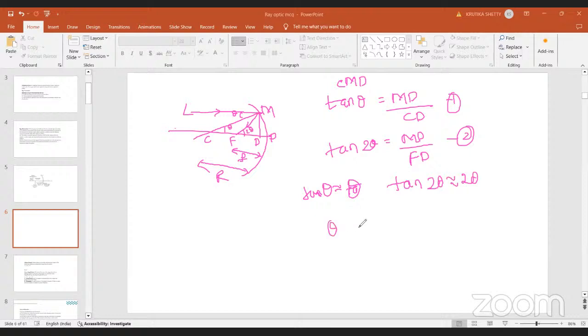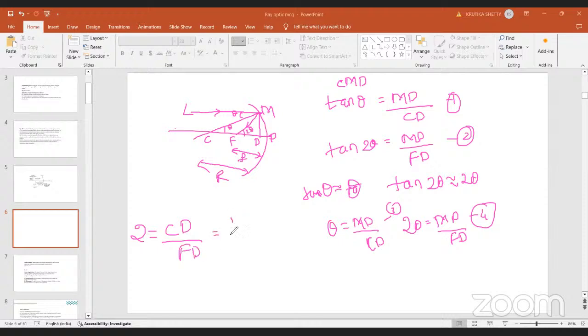Therefore theta is equal to MD by CD, and 2 theta is equal to MD divided by FD. Equation 3, equation 4. So dividing 4 by 3, we will get 2 is equal to CD divided by FD, which is equal to R divided by F. Simple derivation. So the final formula is what? R is equal to 2F, or you can say F is equal to R by 2.